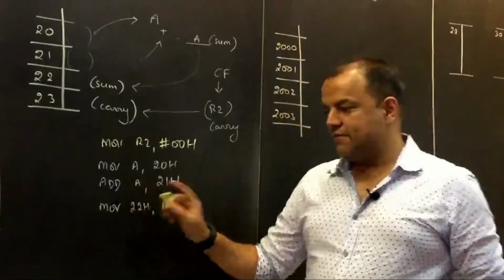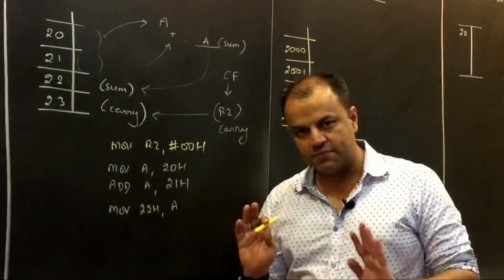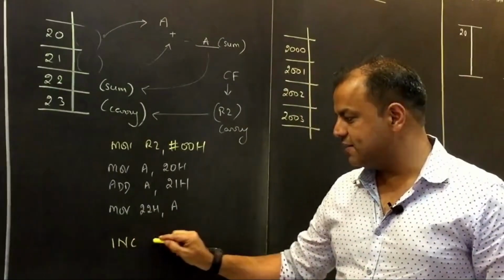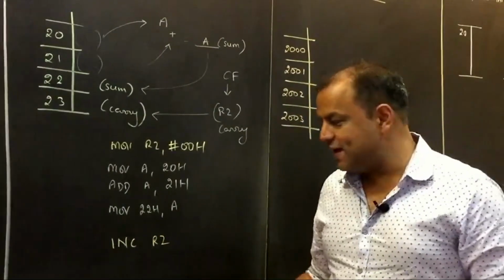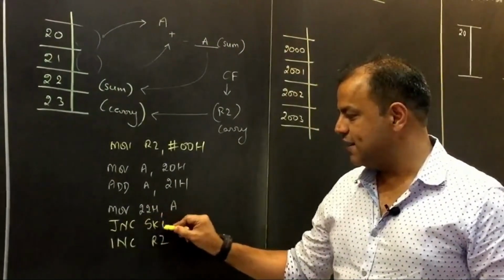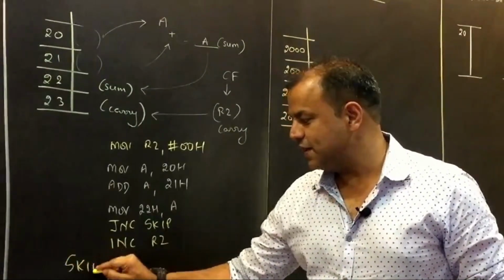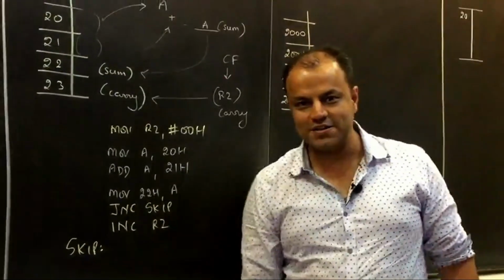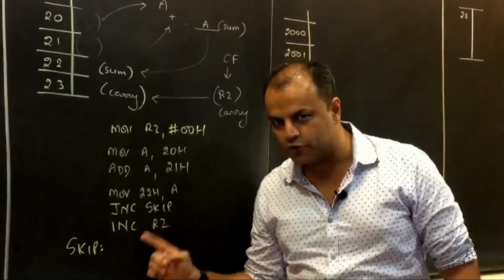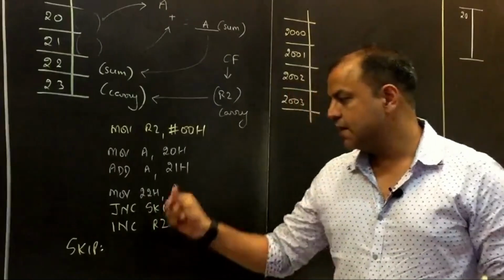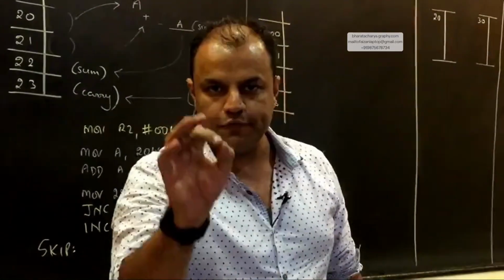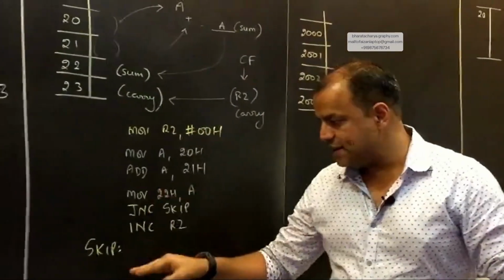So, I have done my addition. I have saved the sum. I just have to check for carry. If there is a carry, I will increment R2. If there is no carry, I will skip. This is skip. JNC. Learn it once. This is how you deal with carry in numerous programs. Learn it once. It's a one-time effort. JNC stands for jump if no carry. Say it again. Jump if no carry. If there is no carry, skip.